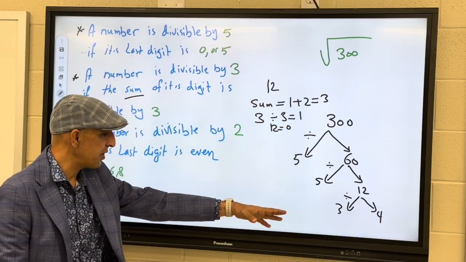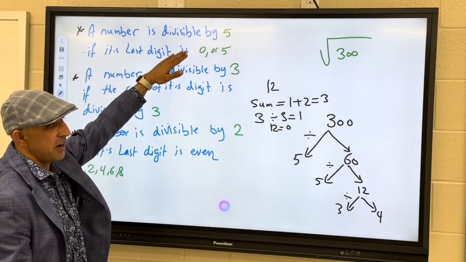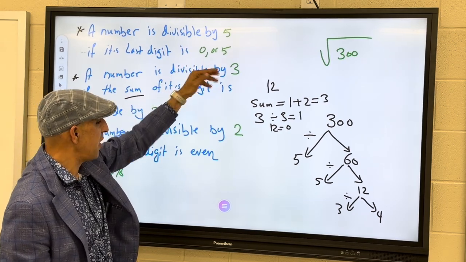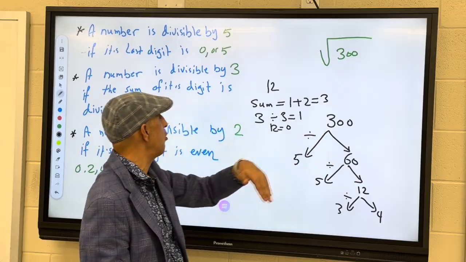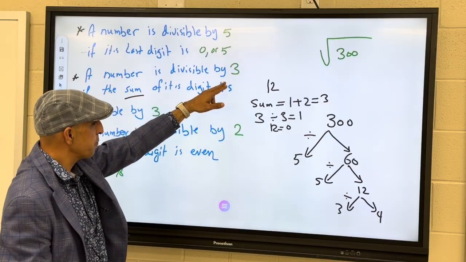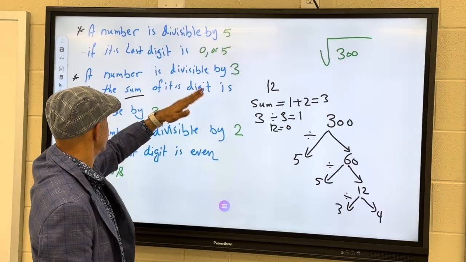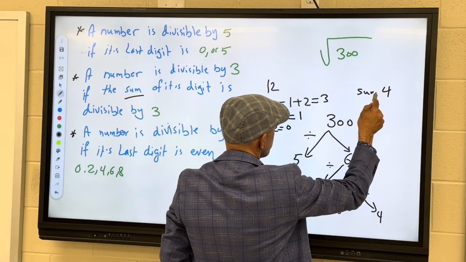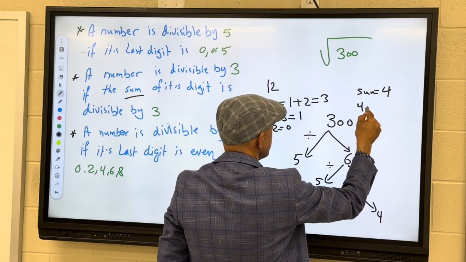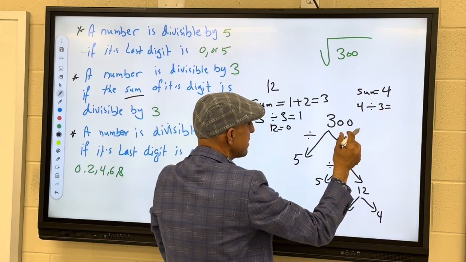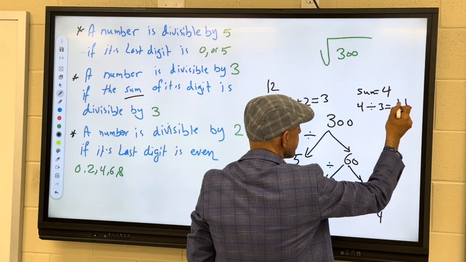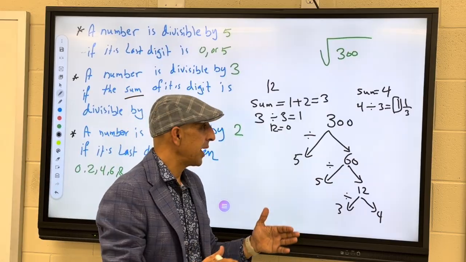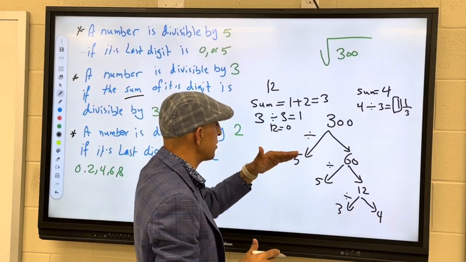Now ask yourself about the 4. Is the 4 divisible by 5? No, that's correct, because the end of the 4 isn't 0 or 5. So what about the 4? Is the 4 divisible by 3? If you take the 4, the sum is just 4, because I just have the 4. Now take the sum and divide it by 3, you will end up with 1/3. So you cannot get a whole number without remainder. So you get some remainder for this question.